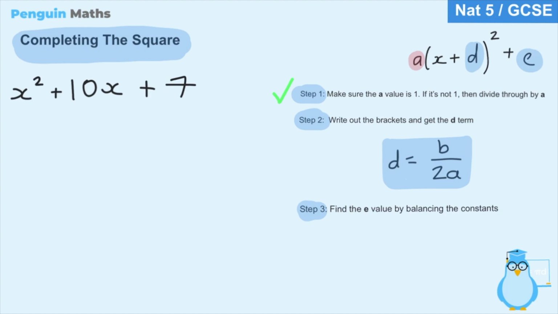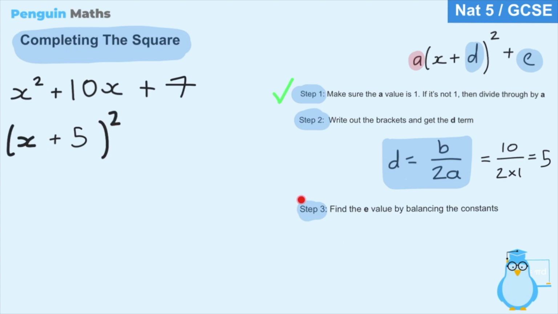The next thing we do is write out the brackets and get the d term. So we're going to have something in here with x as the first term and something squared, and d is equal to 10 divided by 2 times 1, and that just gives us 5. So that means what we have in the brackets is x plus 5 all squared.